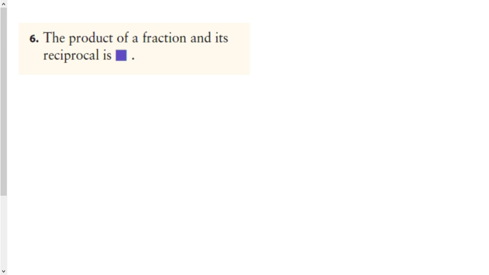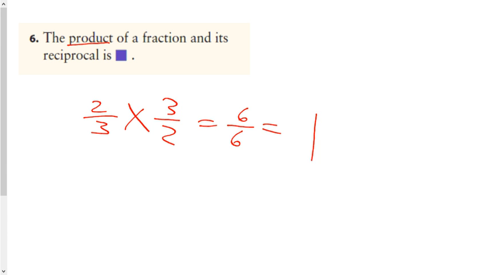Question 6 was a question that freaked out a lot of students. It says the product of a fraction and its reciprocal is a purple box. Well, what does this purple box mean? If I take any fraction, and I'm just going to choose the wonderful fraction 2/3, and product means multiplication. If I multiply it by its reciprocal, what answer do I get? I get 6 over 6, which is equivalent to 1. And this works with any fraction.